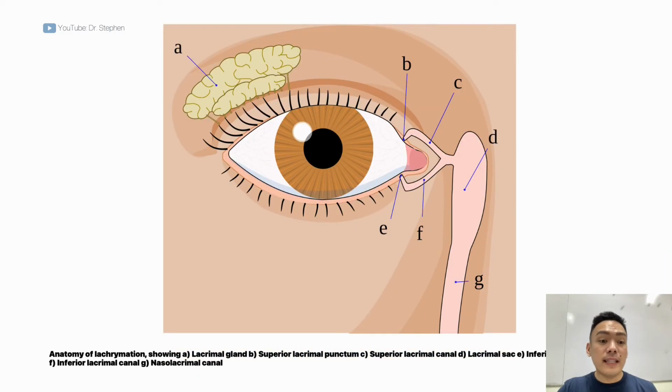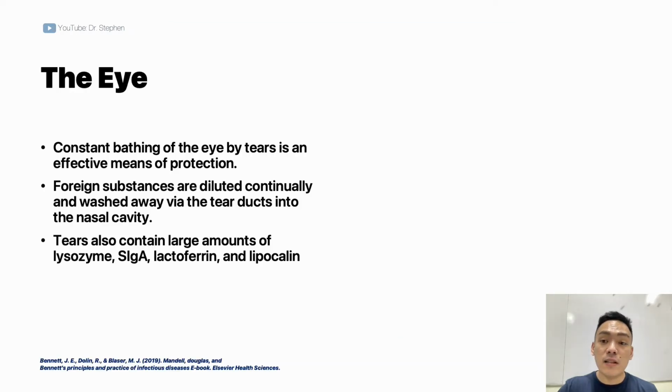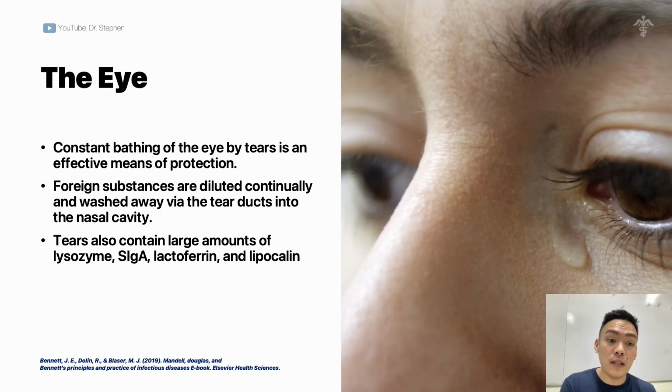This is just showing you the anatomy of lacrimation, showing the lacrimal glands, superior lacrimal punctum, lacrimal canals, lacrimal sac, inferior lacrimal canal, and the nasolacrimal canals. As I have discussed in the previous few slides, the constant bathing of your eye by tears is an effective means of protection, in which foreign substances are continually diluted and washed away by the tear ducts into the nasal cavity. Tears also contain large amounts of lysozyme, sIgA, lactoferrin, and lipocalin.